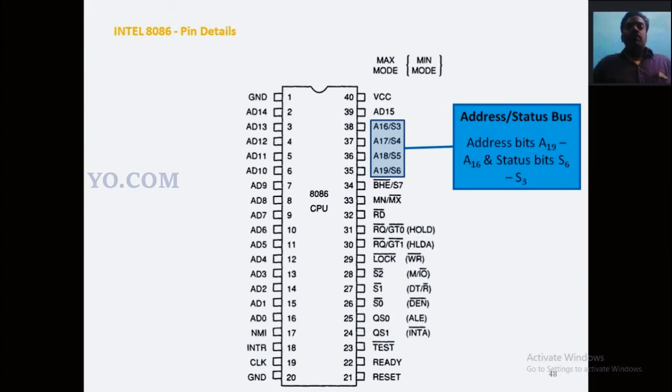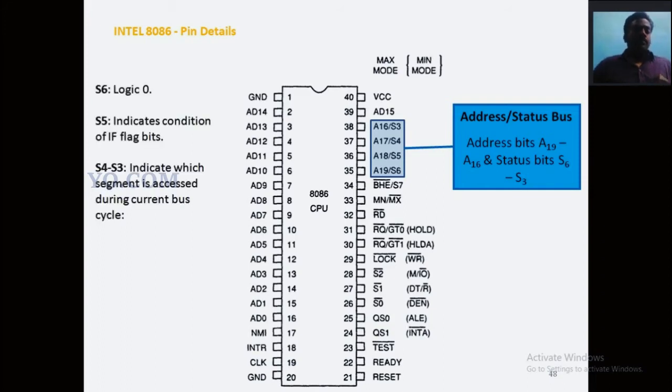So what the microprocessor is doing, how it operates, that is the status of the microprocessor. The next one is S4 and S3. What are these statuses? S4 and S3 indicate which segment is accessed during the current bus cycle.